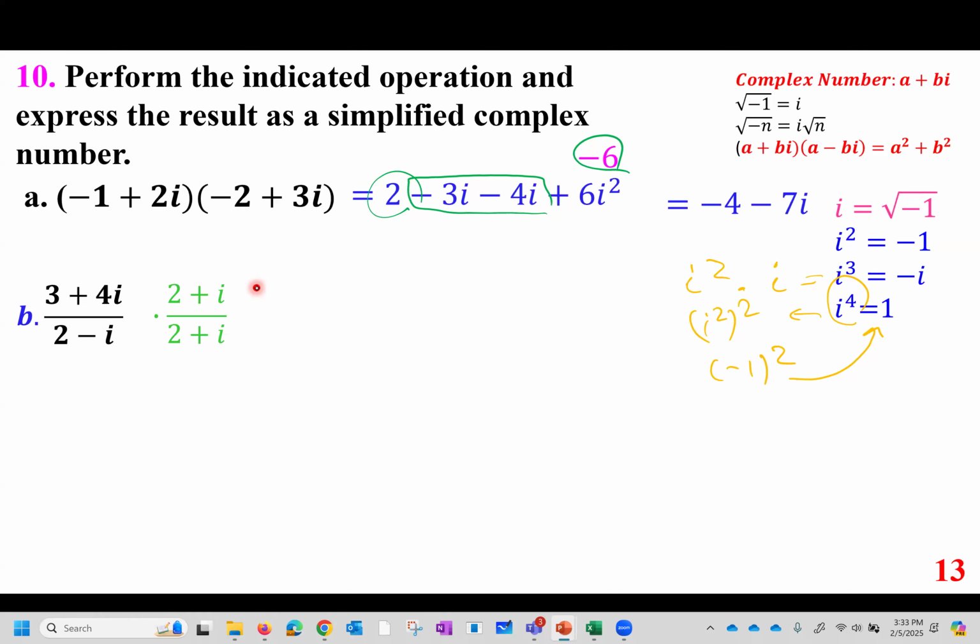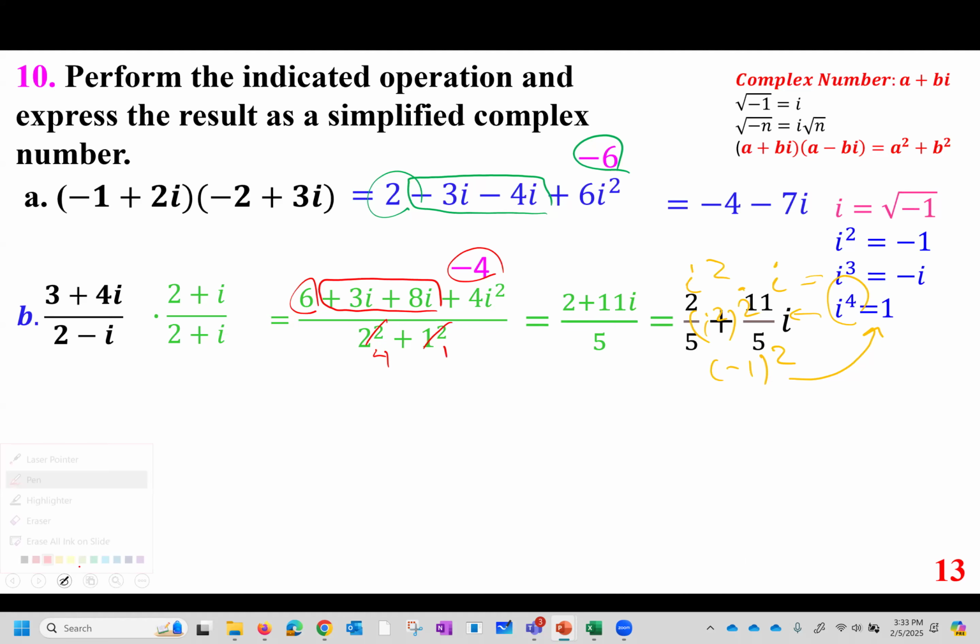So what happens? 3 times 2 is 6. 3 times i, 3i, and 4i squared. As I mentioned, the bottom is 2 squared plus 1 squared. Again, we're going to replace the i squared with negative 1. This becomes minus 4. We can add these two to get positive 2. 3i and 8i, 11i. 4 and 1 is 5.